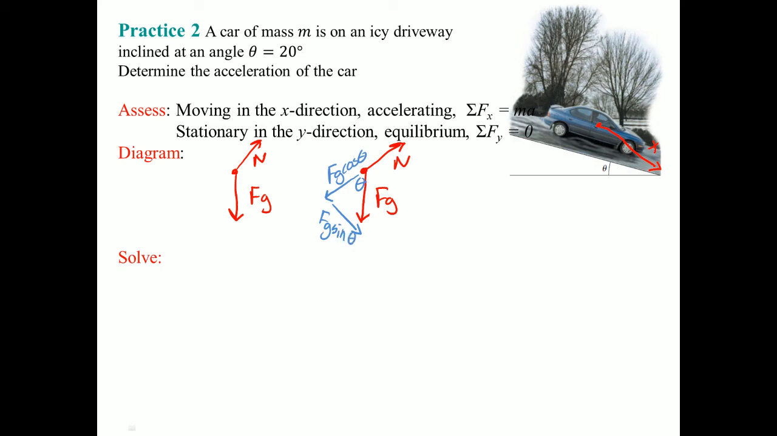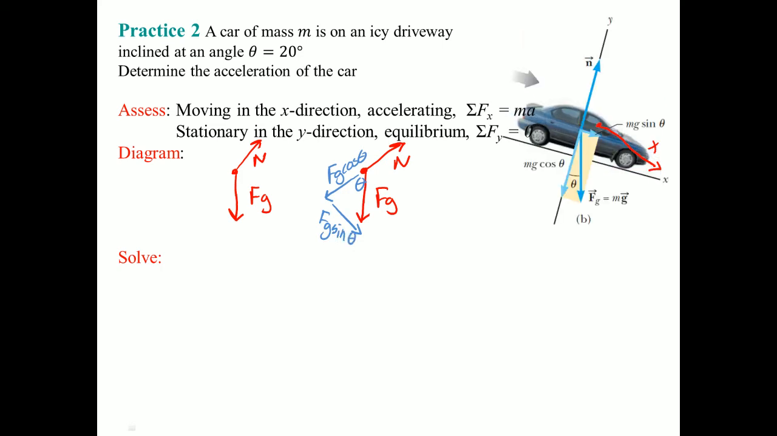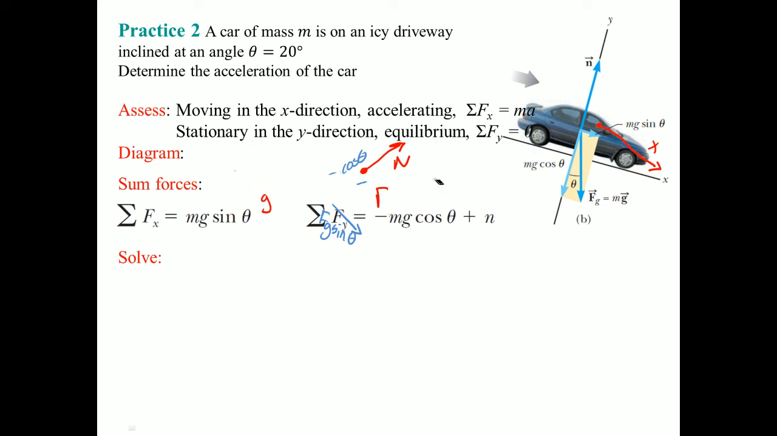Good. Now let's do the summation. Oh, we got that there. Perfect. So summation of my forces. In the x direction, it is just mg sine theta, Fg sine theta, okay? And in my y direction, it is my normal force, which is going up, and then we subtract mg cosine theta. It's a subtraction because it's going down.